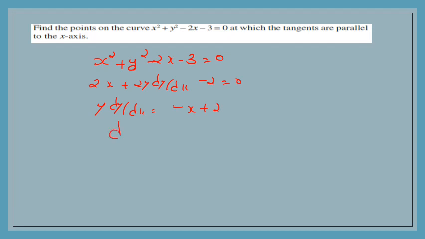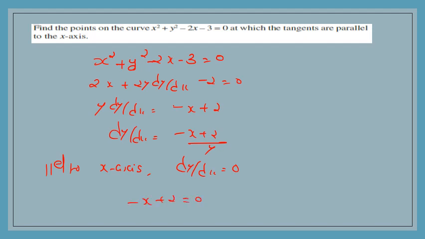Okay, so dy by dx is equal to what? Minus x plus 2 by y. But tangents are parallel to the x-axis. So what you can say? dy by dx is equal to 0. dy by dx 0 means minus x plus 2 is equal to 0. So x is equal to what? 2.